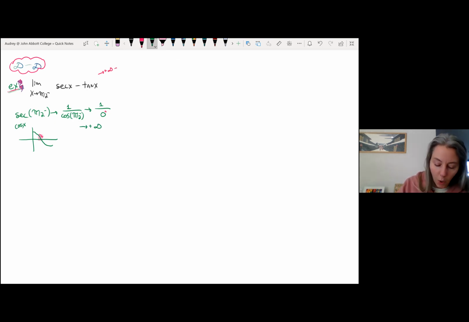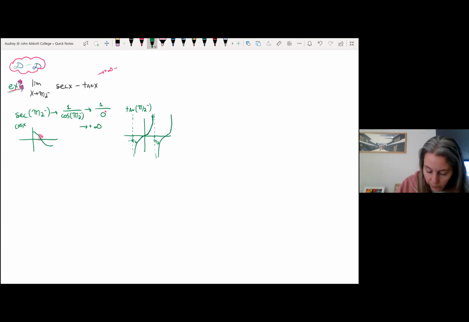For tangent, it's also going to be super important. So I'm looking at tangent of pi over 2 from the left. Here it's also going to be useful to look at our graph of tangent. We saw the graph of arctangent earlier. Hopefully you remember what the graph of tangent looks like, but if not, we're going to draw it here to help you. So I have these asymptotes at pi over 2 for tangent, and I have my function repeating itself over and over again.